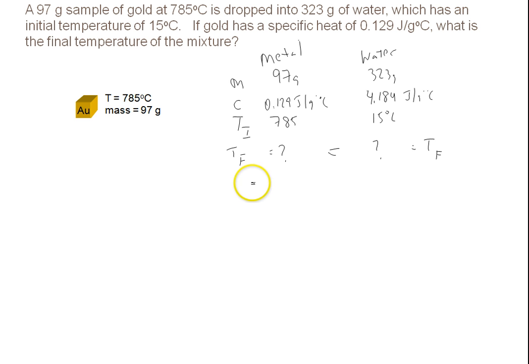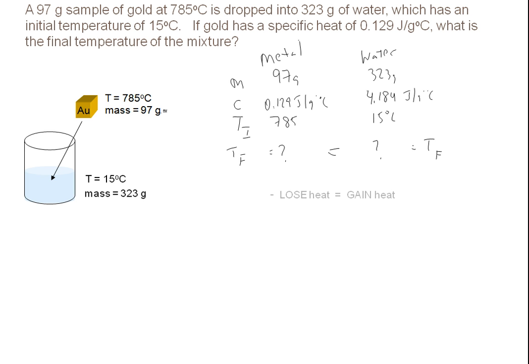So when we do our calculations, and this will make a little bit more sense in just a moment, the final temperatures of the metal and the water should be the same because the metal is submerged in that water. So there's a piece of gold off here on the side. Here's some fancy animation. Excuse me. There's a beaker of water, 323 grams, 15 degrees Celsius.